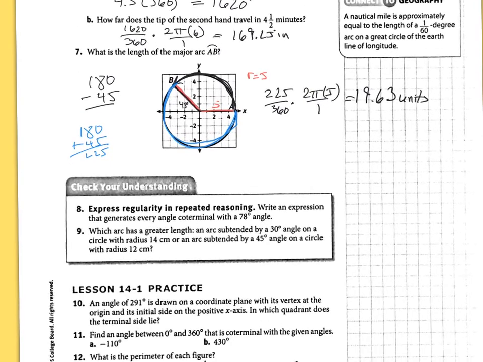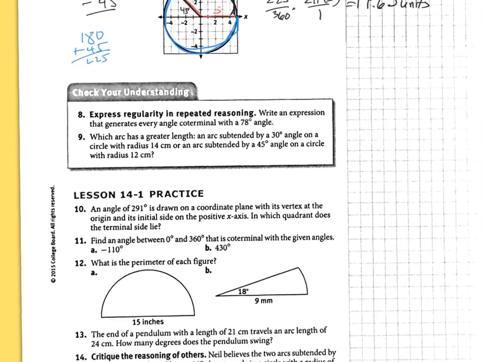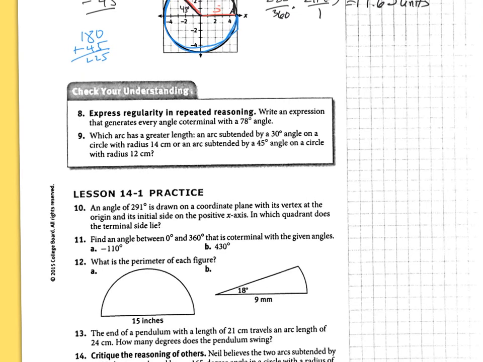Now, I know we haven't used our book very much, but there's a few more questions that I'd like to go over with you. Sometimes the check your understanding questions are the ones that really are the most difficult. So I'd like to talk about this one right here. It says, write an expression that generates every coterminal angle. Every single one of them. An infinite amount of angles, if you would.